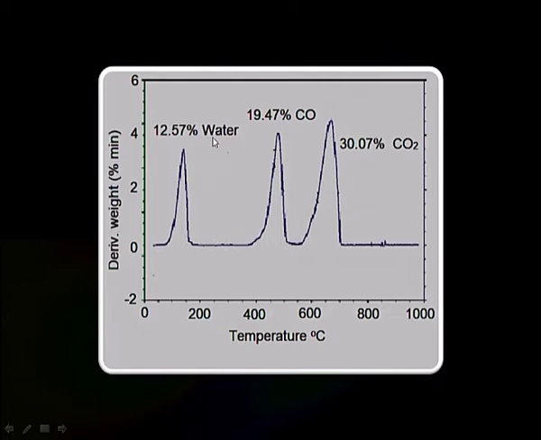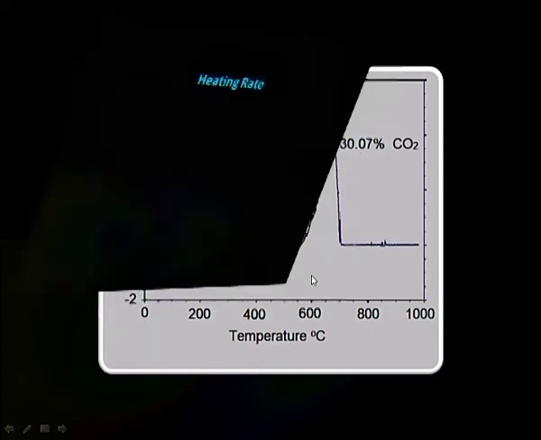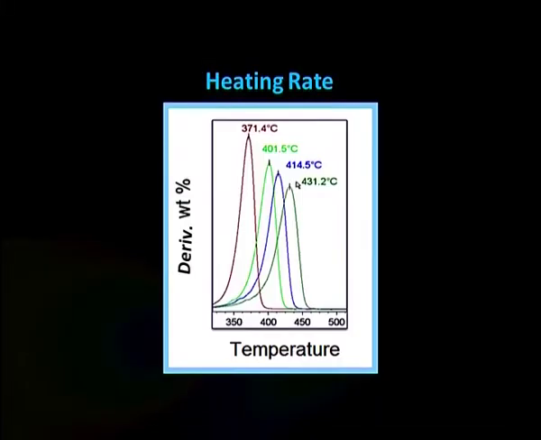12.57% of water. Then let us now come to the second one, which is very close to about 430 and indicates 19.47% carbon monoxide, and the third one is close to 640 and shows about 30.07% carbon dioxide. And therefore, you can see that in DTA we are getting peaks in contrast to TGA where we were getting steps. The heating rate plays an important role.